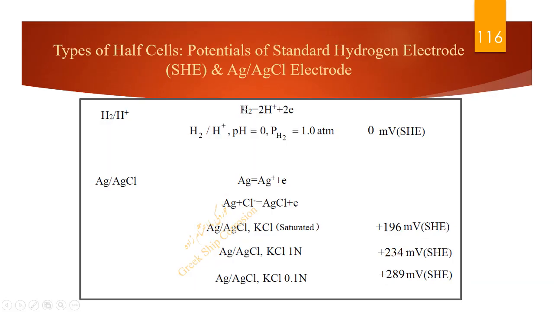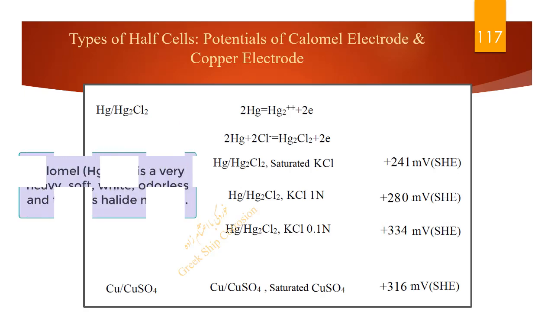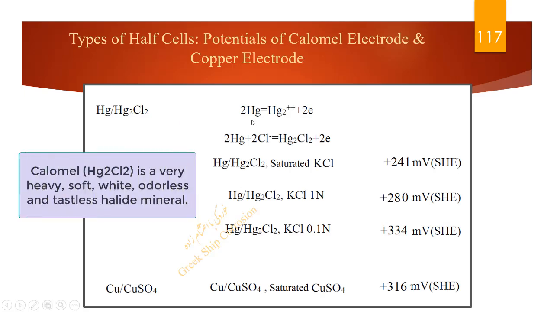Types of half cells: potentials of standard hydrogen electrode and silver chloride electrode. 0 for SHE and positive 196 millivolts versus SHE for silver chloride in saturated potassium chloride. Potentials of calomel electrode and copper electrode. Mercury chloride, positive 241 millivolts versus SHE in saturated potassium chloride.